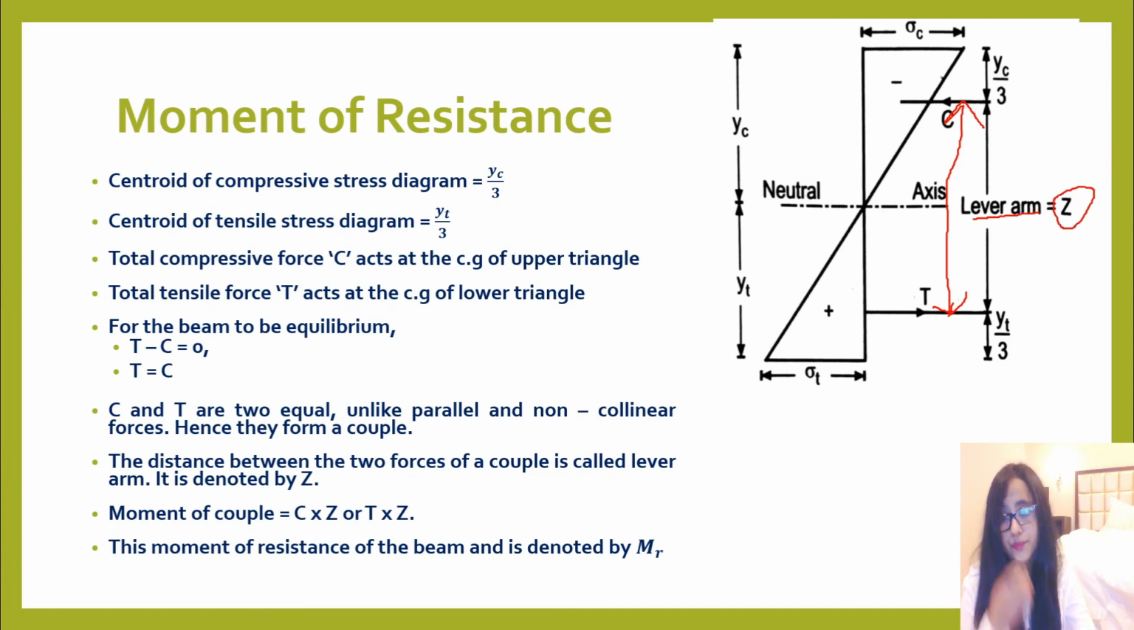So the moment of the couple will be equal to C into Z in the compression zone, and T into Z in the tension zone. This moment of resistance of a beam is denoted by MR. So this moment of couple is what we call the moment of resistance of a beam. I hope this is clear.